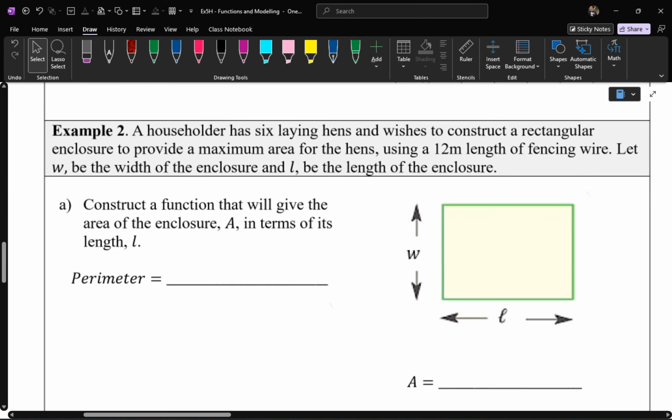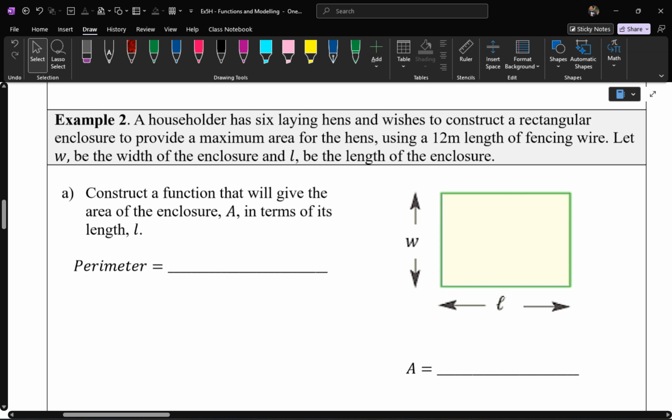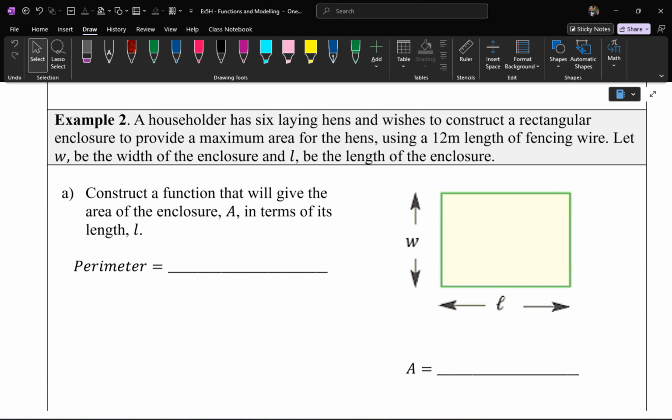Example 2. I'm going to pause the video and I want you to create the function for this now. This is very similar to the SAC. So if you've seen the SAC and you had some practice over the holidays with quadratics, see if you can construct the equation. Construct a rectangle to provide the maximum area. First, construct a function that will give you the area of the enclosure. So you want to find the area. I already gave you a hint. Work out the perimeter. I'm going to pause the video.